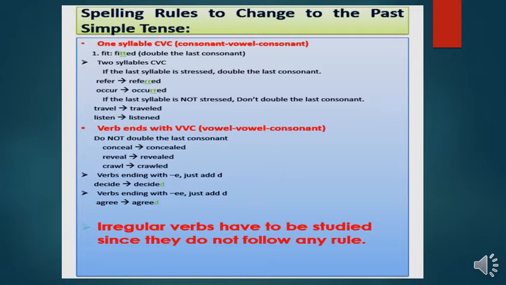Irregular verbs, as we said before, have to be studied since they do not follow any rule. They have a unique past form.